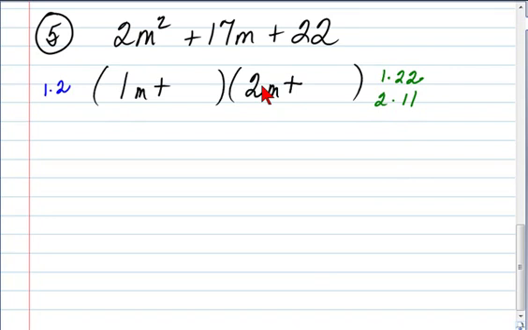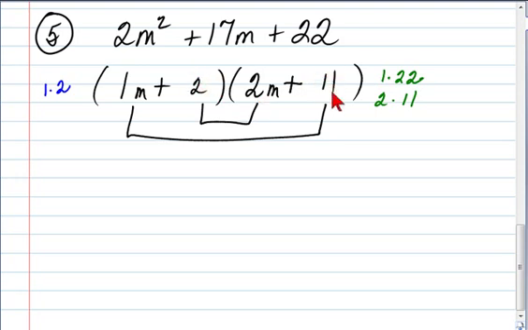Now will you tell me whether I'm going to be looking for a sum or a difference to add up to 17? A sum. Okay, so what do you want me to try? 2 and 11? 2 and 11. The outer product is 11m. The inner product is 4m. And that's not right.